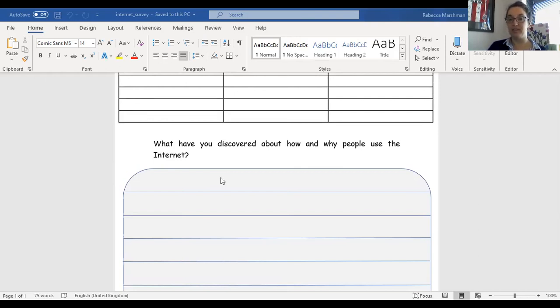What things do people use the internet for? Do grown-ups use the internet for things that are different to children? That would be an interesting thing to look at, wouldn't it? Do the children in your house play more games and the grown-ups do more work things? Maybe it's the other way around at the moment. I know you guys are using the internet to learn at the moment as well. So just write a few sentences about what you've discovered about how and why people use the internet.